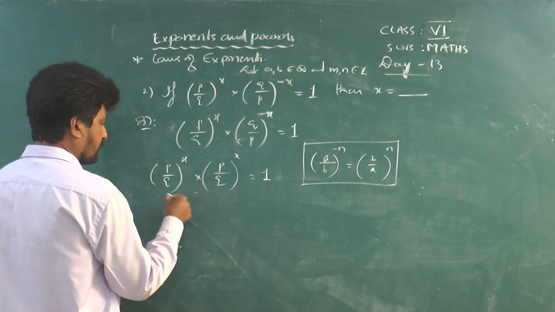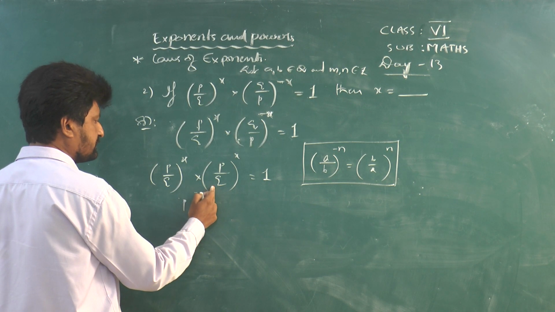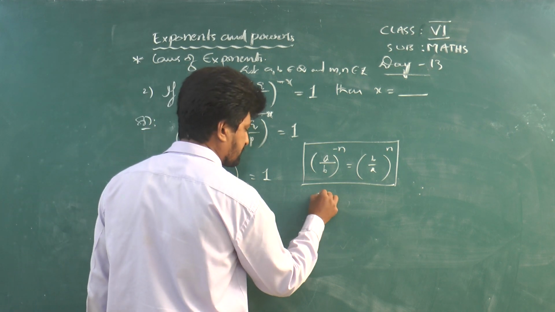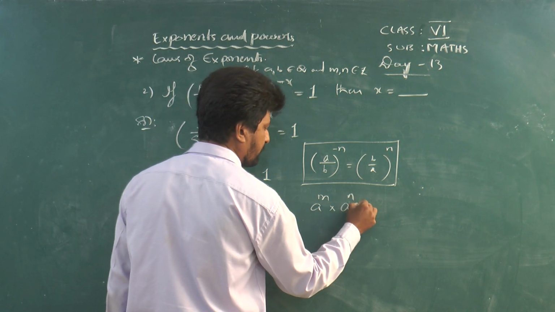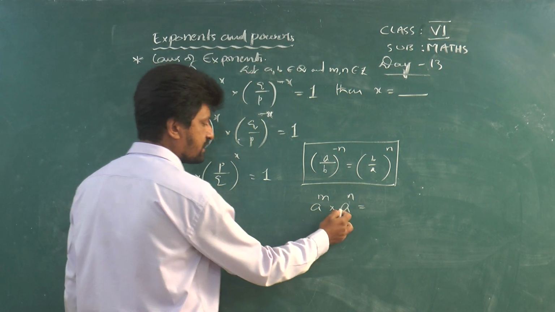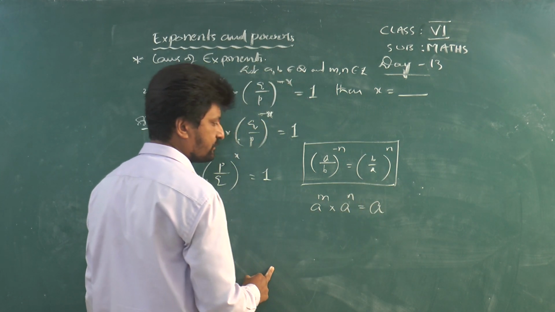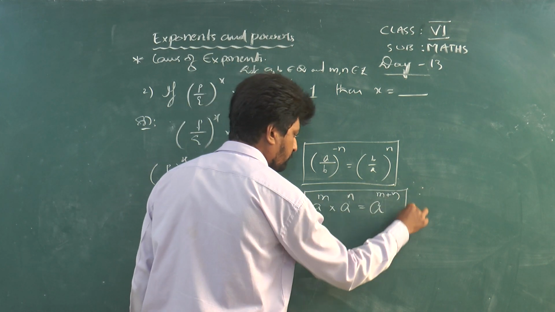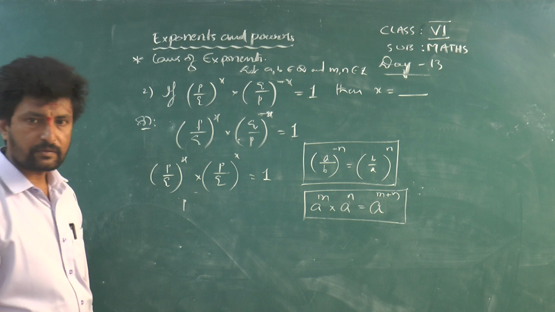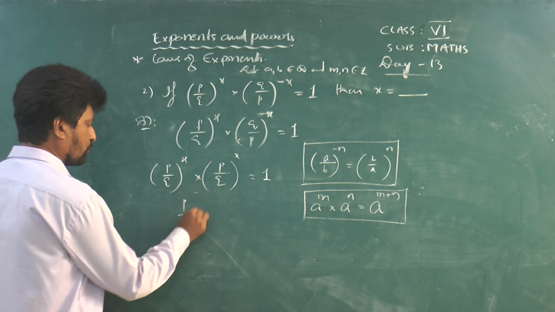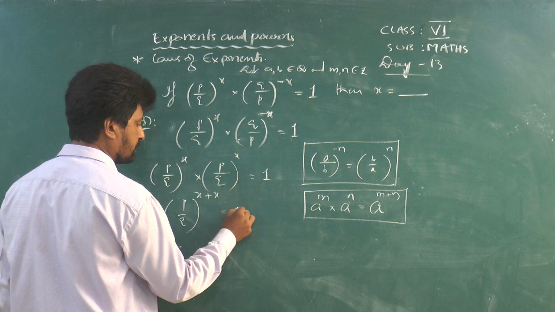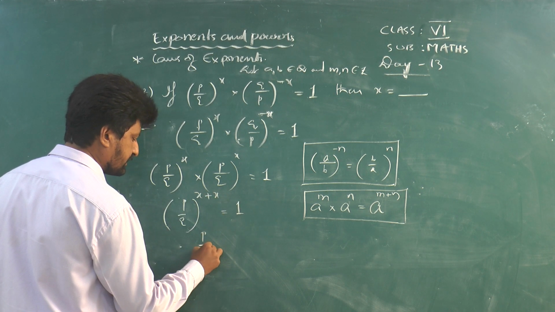Okay. Now bases are equal. For the same base, if we have exponents, that means suppose two exponential forms we have, a^m into a^n. If bases are same, then write one base and add the exponents, that means m plus n. Now this is called the product rule. Okay. Now (p/q) to the power of, what are the exponents? x and x. Add both of them, x plus x. That is equal to 1.